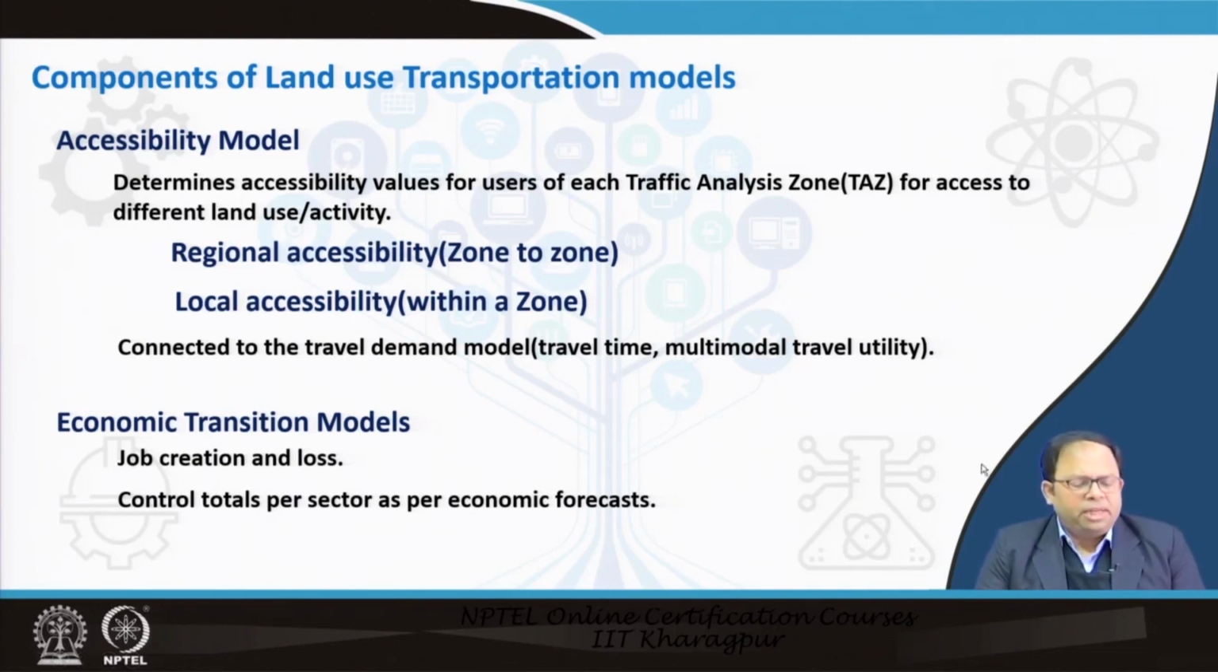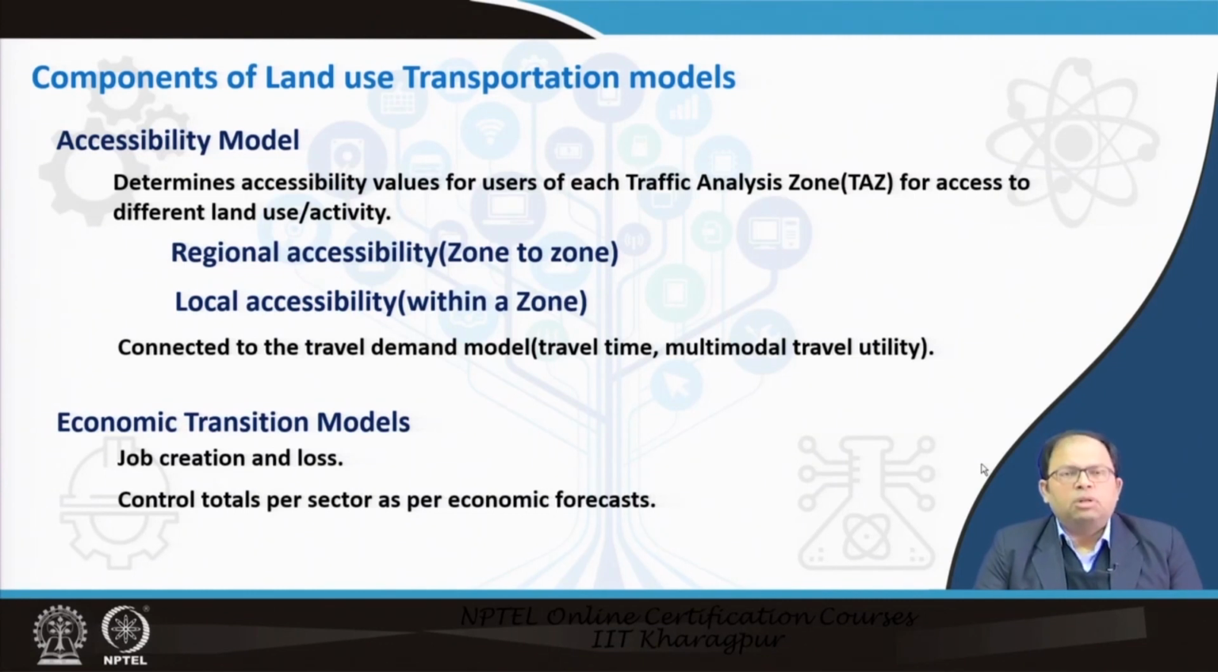So after the accessibility model, we have the economic transition models, and this model actually predicts the job creation and loss in a particular urban area. And what it means is during the planning period, or during the time when the model is being estimated, there are certain jobs which are added and there are certain jobs which actually move away from that particular urban area.